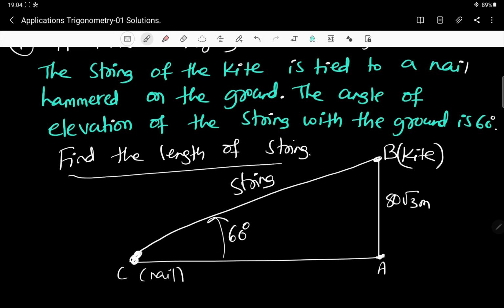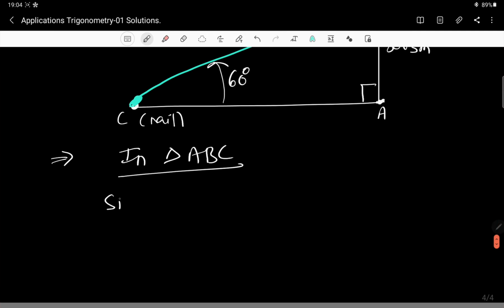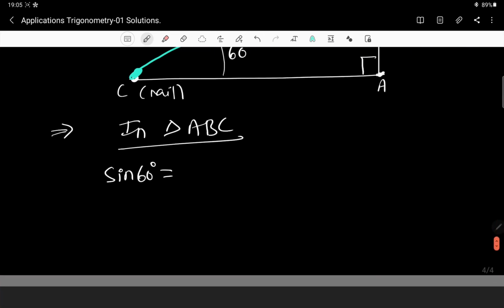Now they are asking, find the length of the string. This one is the string, so this length they are asking. This is quite simple. Which ratio are you going to apply? 60 degree, opposite is there and hypotenuse is there, so definitely you are going to apply sine 60. It is 90 degree at B. Then in triangle ABC, sine 60 degree is equal to AB divided by BC, correct?